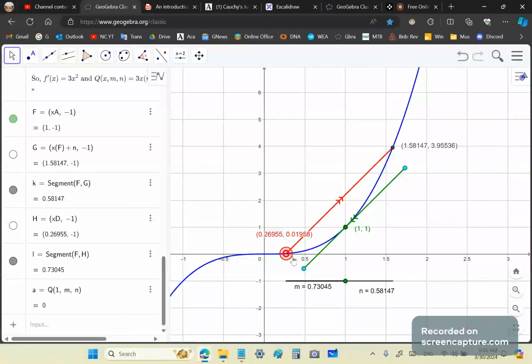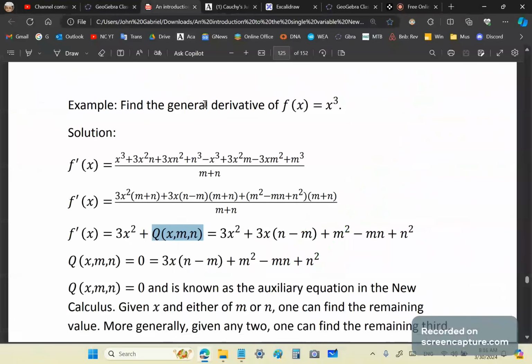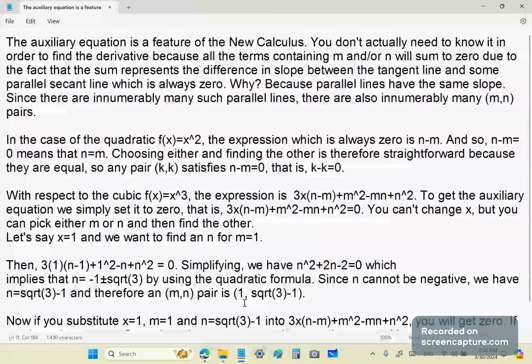Okay, m and n, like that. So as you see, it doesn't matter. Different m and n's, and it's always zero. Okay, always zero. All right, m and n are the distances. This is m, and that is n. Just the absolute value between this point and the green point. So the new calculus is 100% rigorous. It's beautiful. It's amazing. You can do a lot of things with this auxiliary equation. Again, that's not the point of my video, so I'm not going to discuss it.